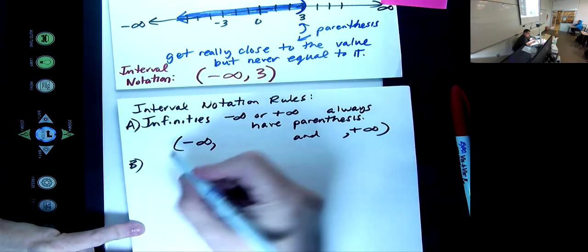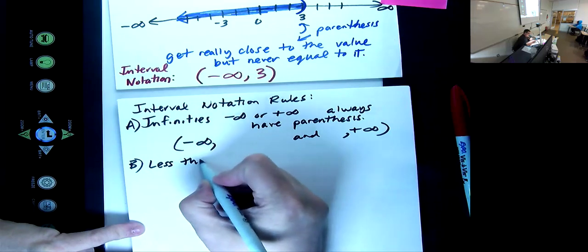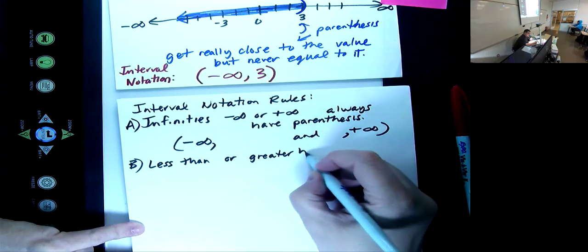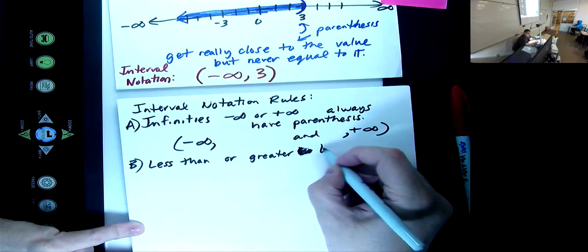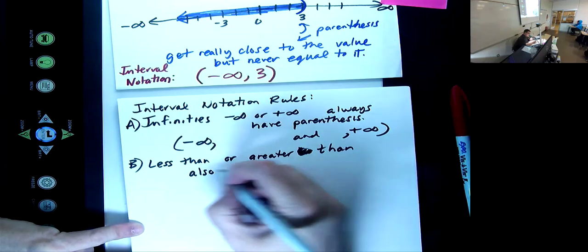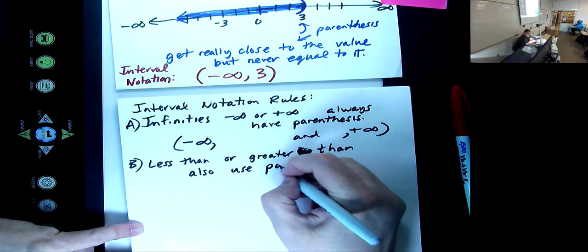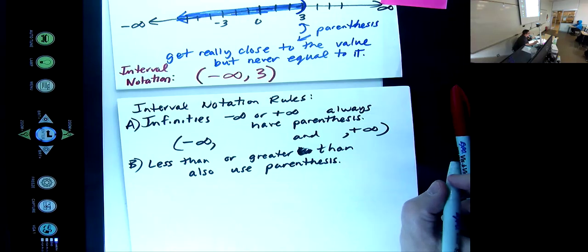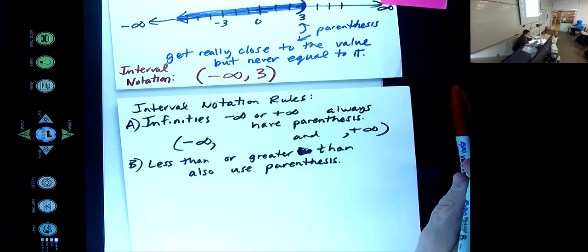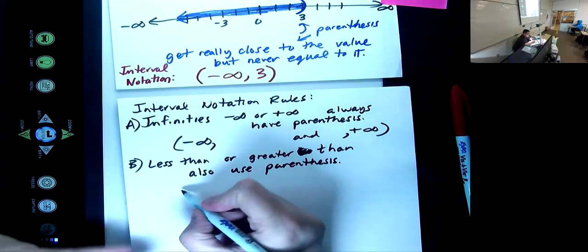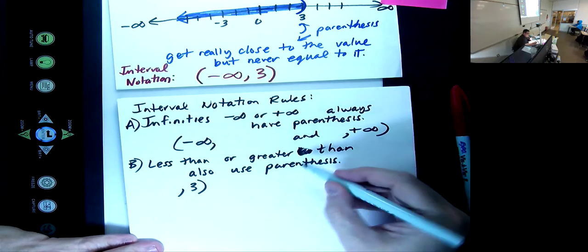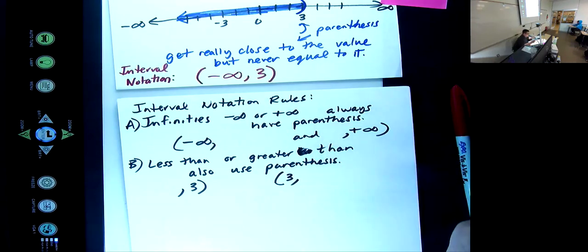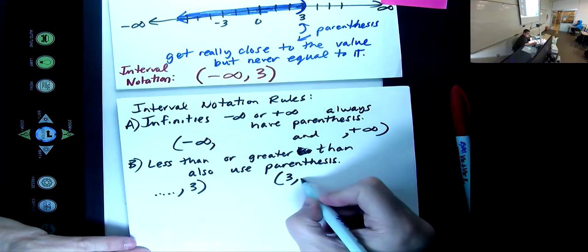Rule B, less than or greater than also use parentheses. Less than will be something like comma 3 parentheses. And greater than will be parentheses 3 comma. I'll do dot dot dot to indicate there's more stuff there.